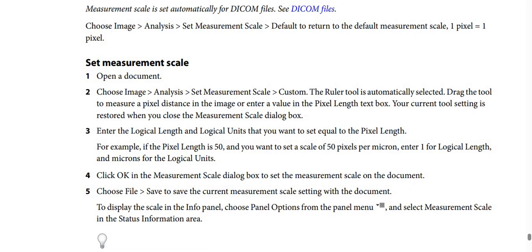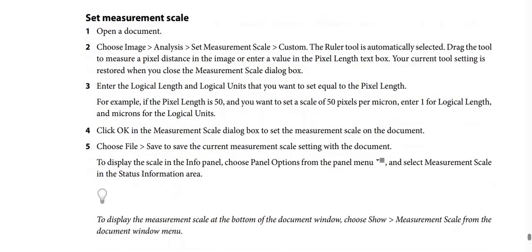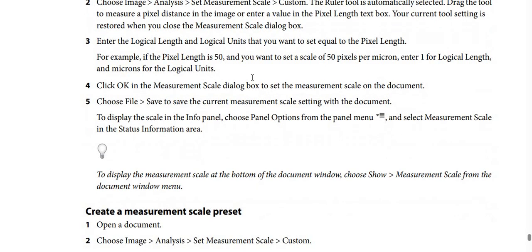Step number 3, you should enter the logical length and the logical units that you want to set equal to the pixel length. For example, if the pixel length is 50 and you want to set a scale of 50 pixels per micron, you should enter 1 for logical length and microns for the logical units. Step number 4, click OK in the measurement scale dialog box to set the measurement scale on the document.